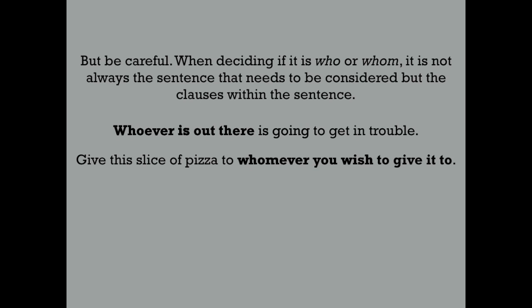In this next example, give the slice of pizza to whomever you wish to give it to. In the clause, whomever you wish to give it to, you is doing the action of wishing. Whomever is doing nothing. So because whomever is doing nothing, that's whomever, not whoever. In the next example, give this slice of pizza to whoever wants it. It's almost the same sentence, but remember, the clause, whoever wants it, has an actor, and that actor, whoever, is doing something. They are desiring something. They are wanting something. So because it has an action, it's whoever.